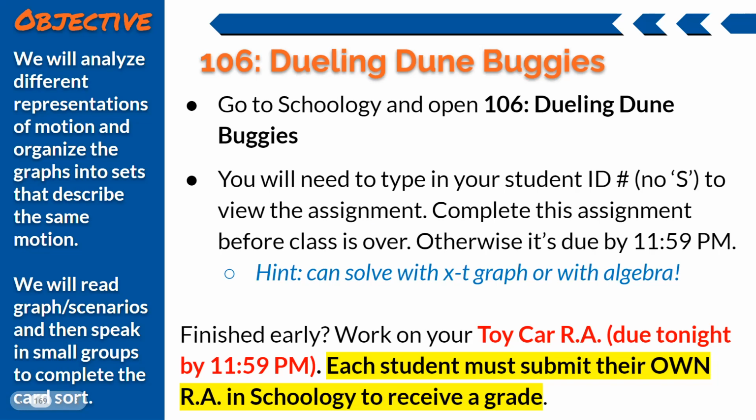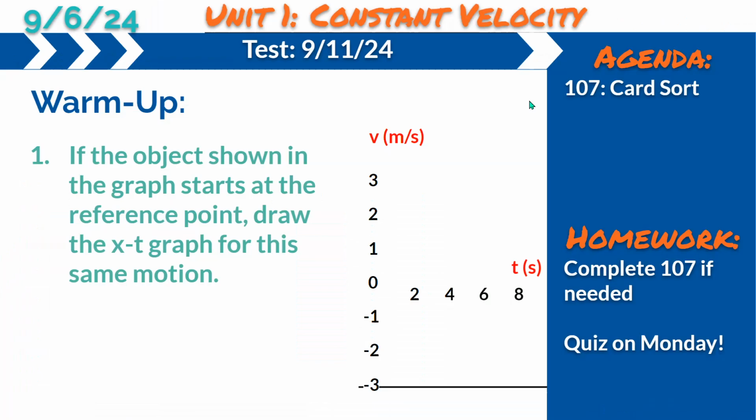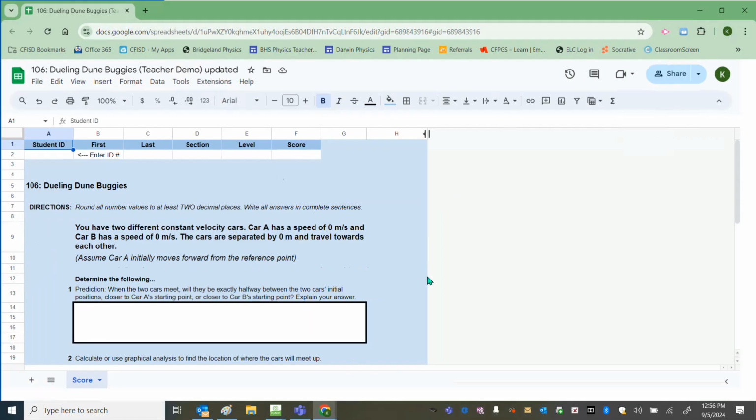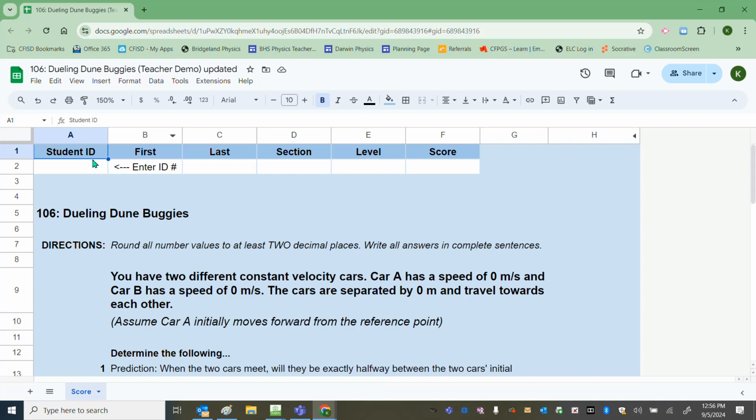So let me go ahead and show you what this assignment looks like. When you open up the Dueling Dune Buggies assignment, it looks like this. Let me zoom in so we can see it a little bit better. And so here's where you're going to type in your student ID number.